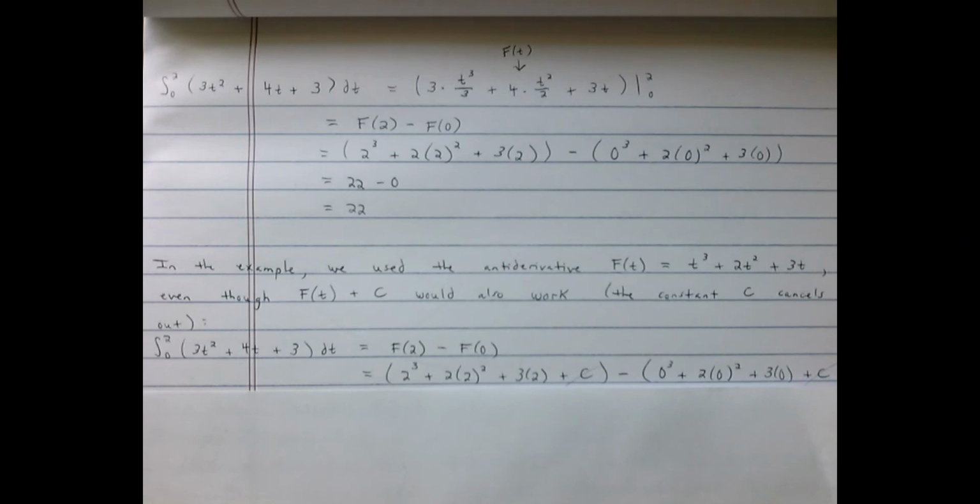As I said, we don't necessarily need to add the plus c when we find our antiderivative. Had we done that, notice what happens when we evaluate f of 2, we add c. And when we evaluate f of 0, we add c, but we end up subtracting these things, and so the constant c cancels. So we really don't need to add it in the first place. So we'll stop there for now.